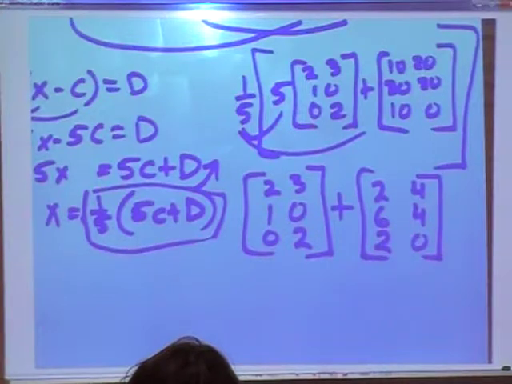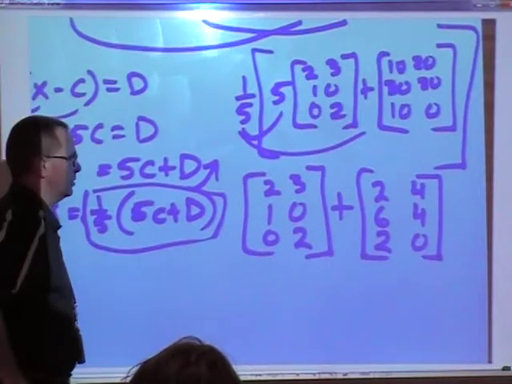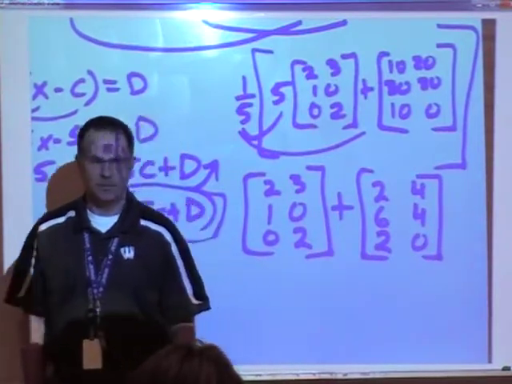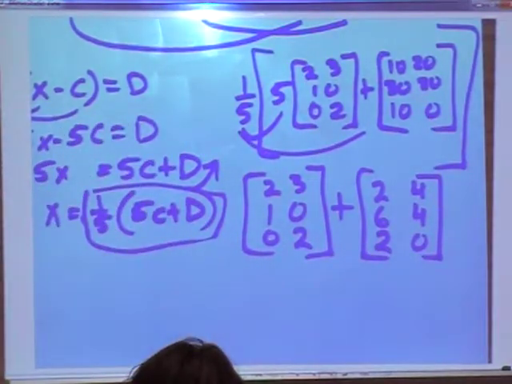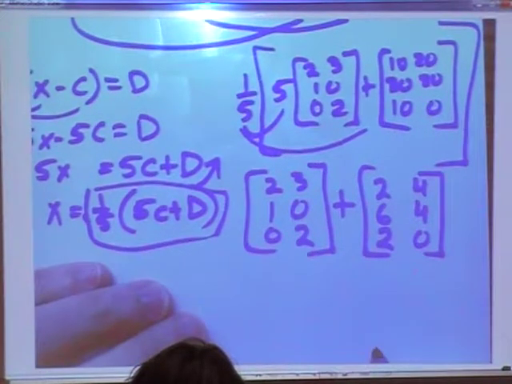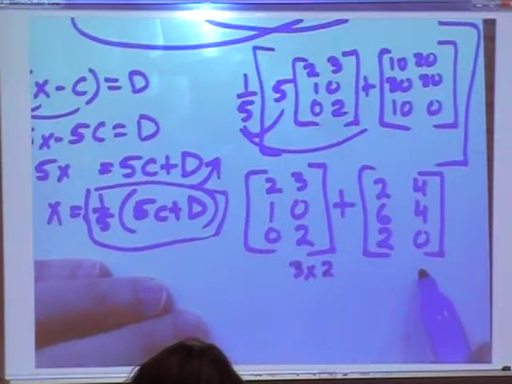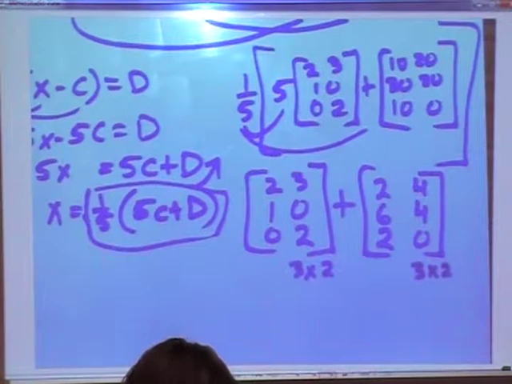So when you take 1/5 of the last matrix, that shows you what you get. Now add the two together. Looks like everybody was doing it properly, so I'll write the answer down and we'll see if you get the same thing. Again, just to show you the sizes, this is a 3x2. This is a 3x2. Because they're the same size, we can add or subtract them.